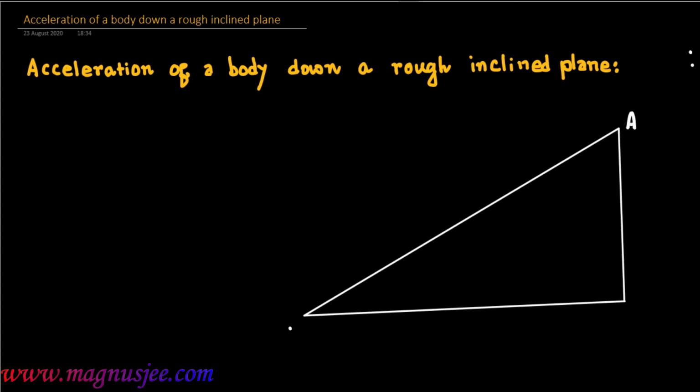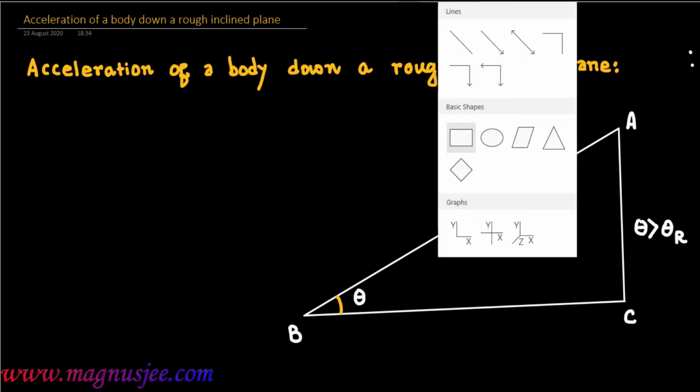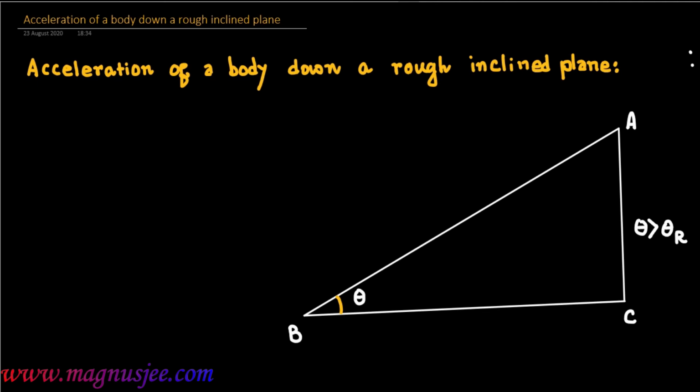AB is the inclined plane and AC is the vertical plane, and theta is the angle of inclination of the inclined plane AB. In this case, the angle of inclination theta is greater than the angle of repose, that means theta is greater than theta r. A body is placed on the inclined plane AB. This body has mass m.